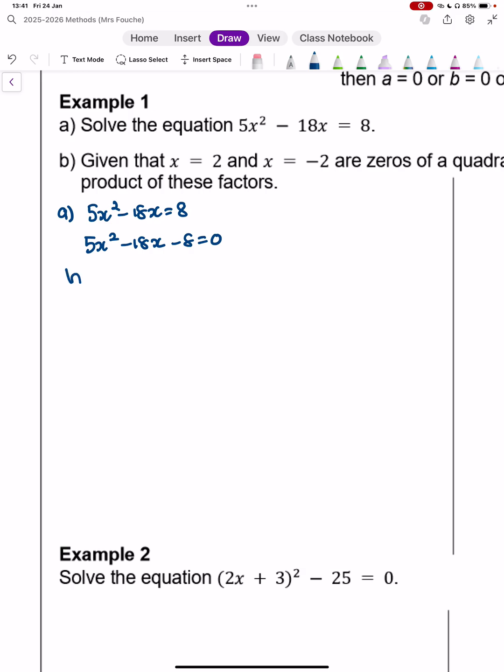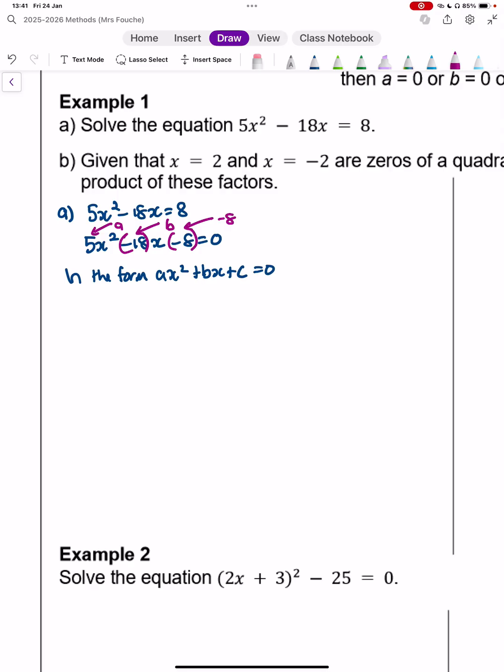Now we can see that this is in the form ax squared plus bx plus c equals 0. And what we've got is that our a value is 5, our b value is negative 18, and our c value is negative 8. Make sure that the sign follows with the number, okay?